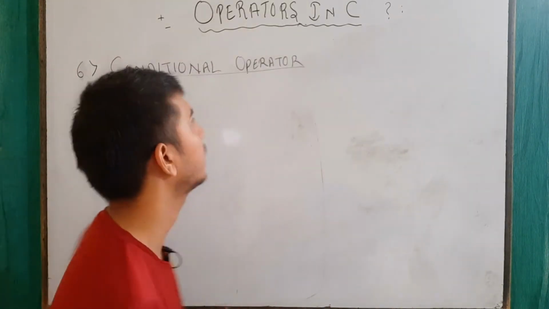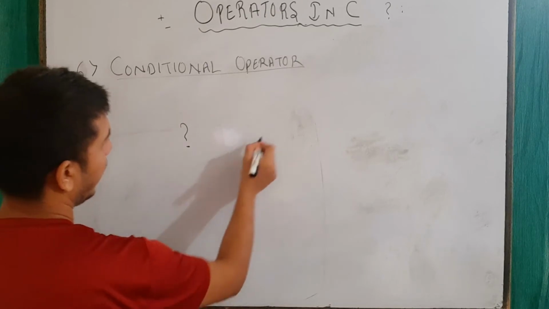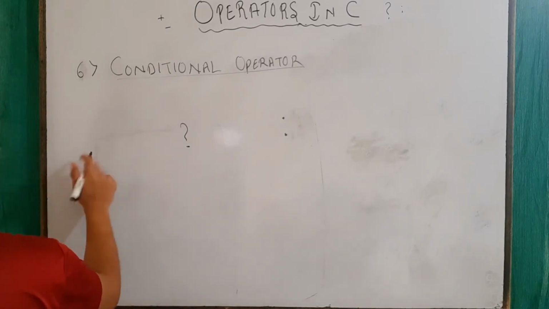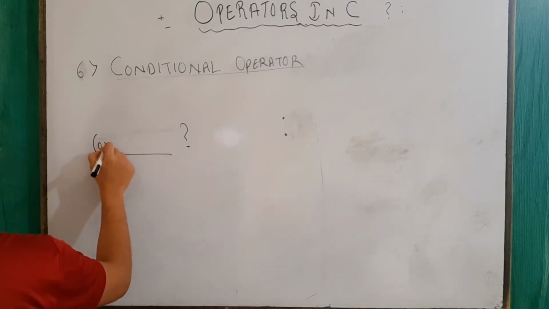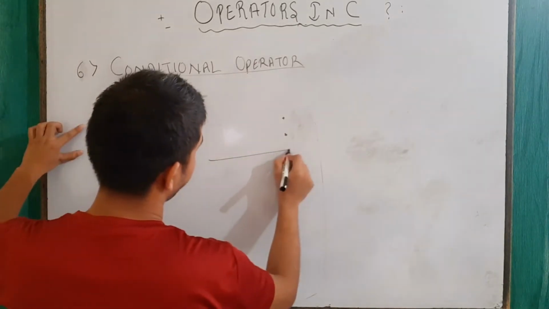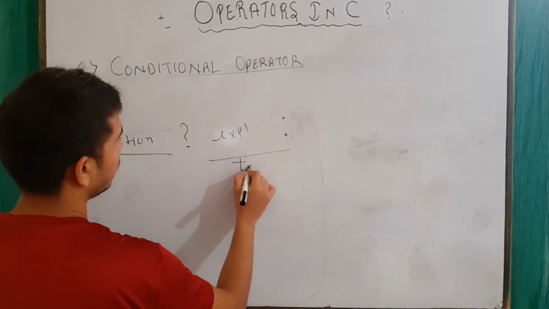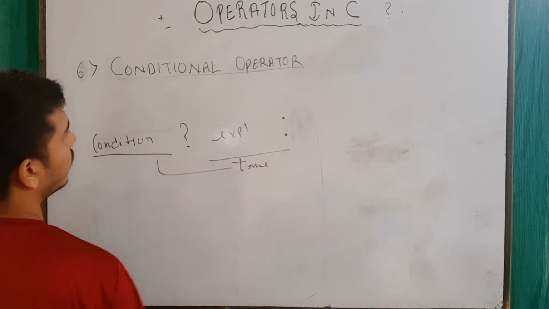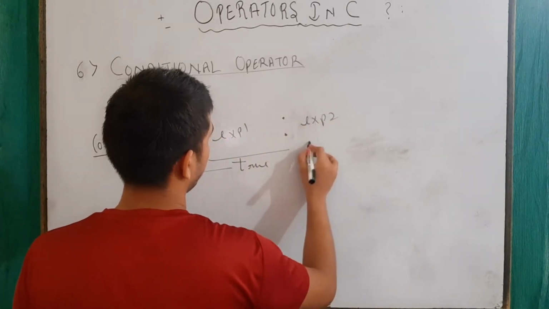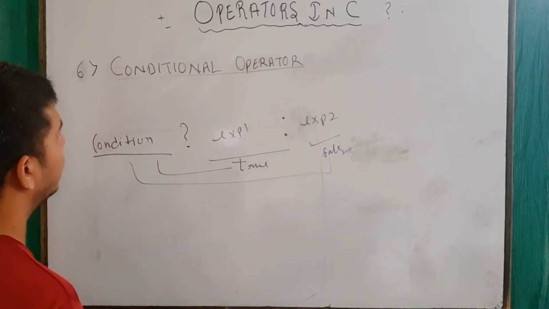Now let's talk about the conditional operator. Okay, to represent this operator we use the question mark and colon. What happens here? I will write a condition. If this condition is true, then the expression written here, let's say expression 1, will be evaluated. And if this condition is false, then the expression written after the colon will be followed. Okay, this is the conditional operator.